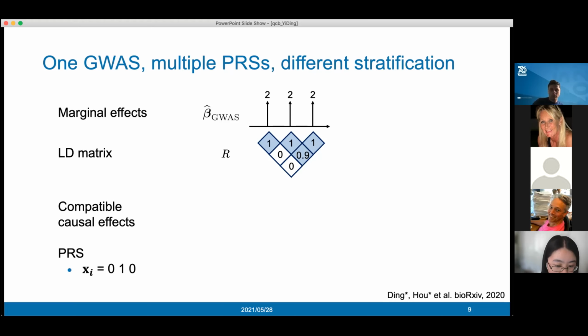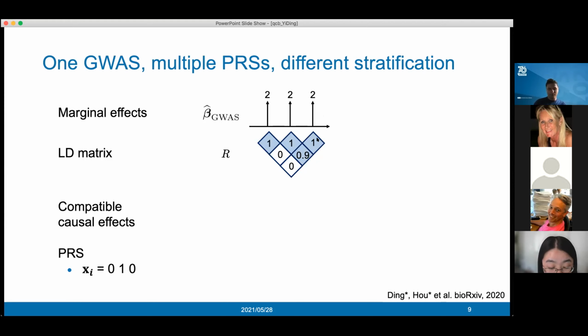We can further explain it with this toy example. This type of data is what we usually see when we construct a PRS. First, we have the marginal effect sizes, which are the regression coefficients of a trait against a single SNP. And we also have an LD matrix, which here indicates that the first SNP is independent of the other two SNPs, and the other two SNPs are highly correlated. Given such GWAS observations, we will conclude with high certainty that the first SNP is a causal SNP with effect size two.